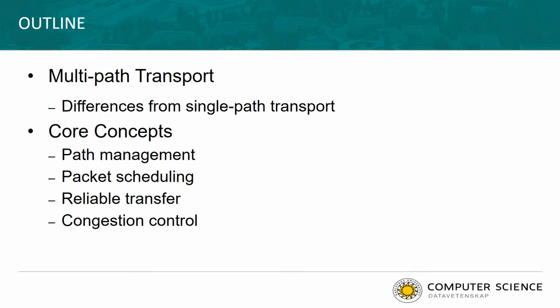In this lecture, we will first shortly recap what multipath transport is and how it differs from single-path transport. We will then take a look at 4 core concepts involved when realizing multipath communication. First, path management, how you manage the different paths involved. The packet scheduling, how to distribute your traffic over the different available paths. If you have a reliable communication, how to realize this reliable transfer over the multiple paths. And finally, congestion control, how to manage the load of the data sent over the different paths.